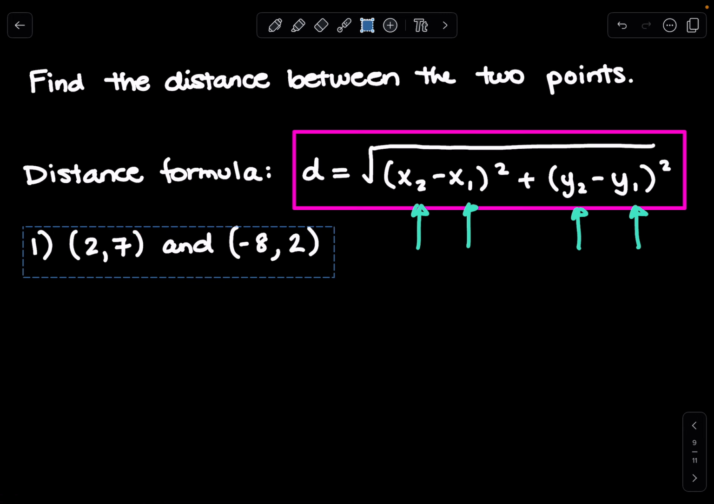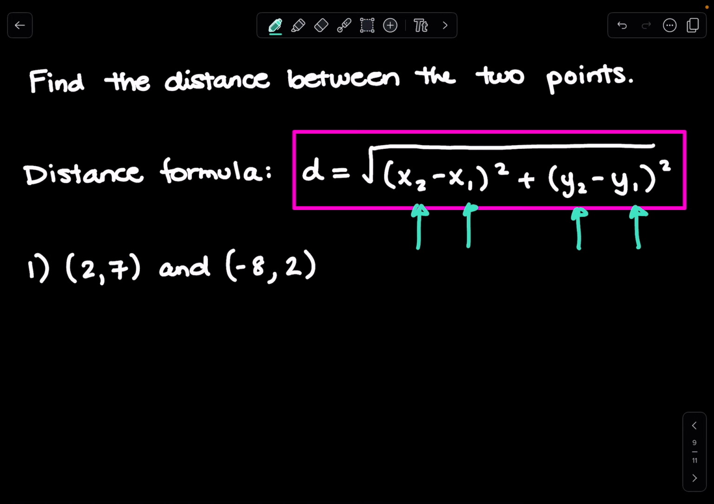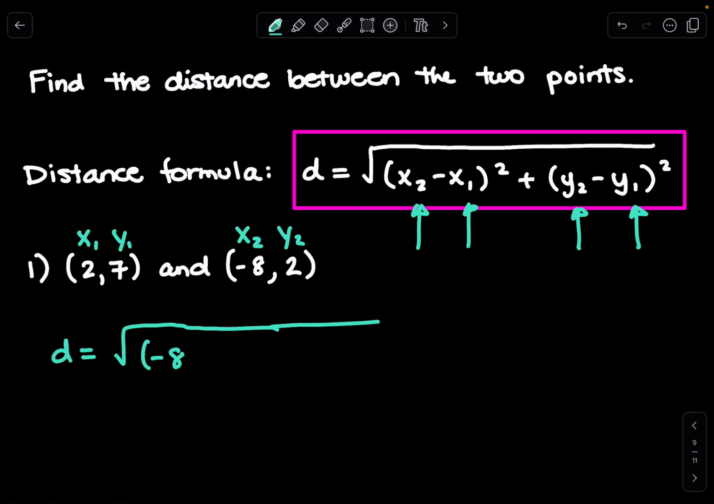So for example number 1, I'm going to find the distance between the point (2, 7) and the point (-8, 2). So I'm going to go ahead and label x1, y1, x2, and y2. Plug it into the formula. I've got d for distance equals, and then a really big square root symbol here, x2 minus x1 squared. So I've got negative 8 minus 2 squared plus y2 minus y1, which is 2 minus 7 squared.